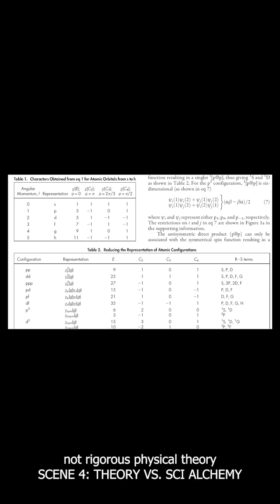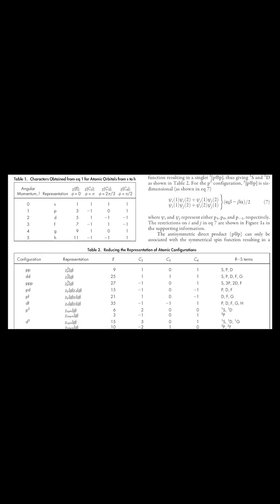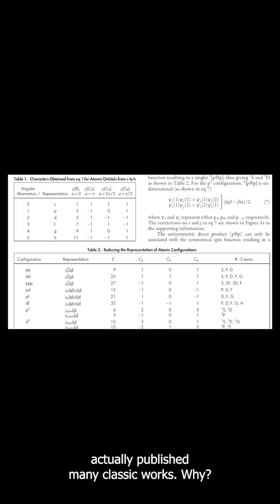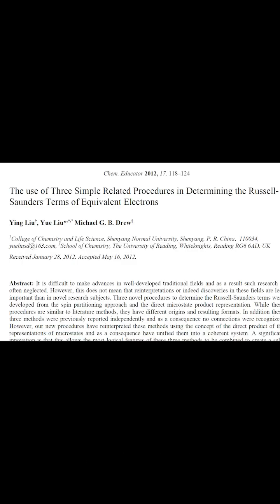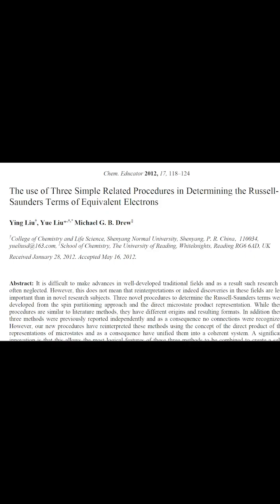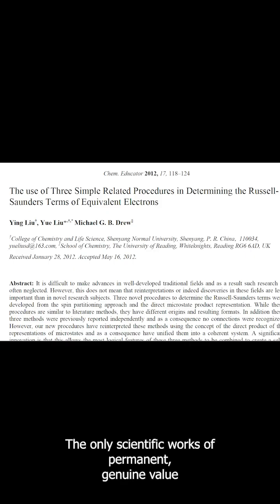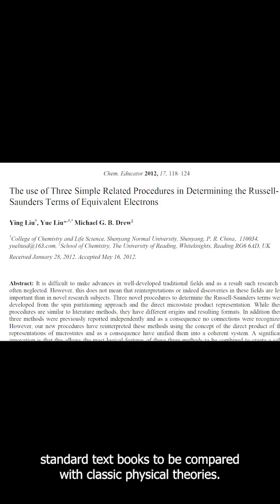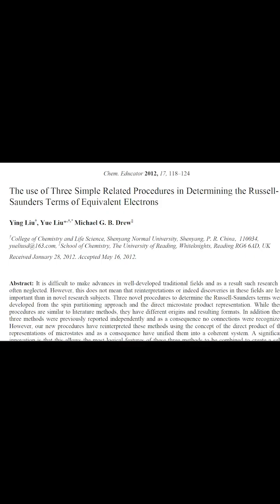Scene 4, Theory versus Sci-Alchemy. Despite this rejection, education journals like the Journal of Chemical Education and the American Journal of Physics actually publish many classic works. Why? Because they are educational journals, they are forced to respect theory and pedagogical logic. Let's be completely honest, the only scientific works of permanent, genuine value are those that are worthy of entering standard textbooks to be compared with classic physical theories.